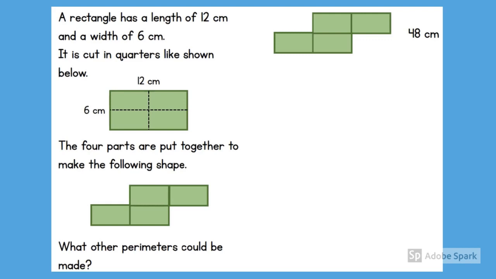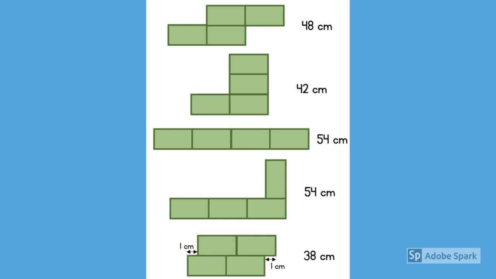Let's do some investigating now. Use the same facts from the last problem and make a different shape. What perimeters could be made? Pause the video while you have a go. Maybe get some paper and cut out the small rectangles. Then we'll look at the possible answers. Here are some of the possible shapes that you could have made with the perimeters. Did you find any different ones?